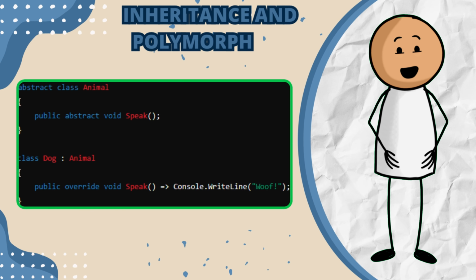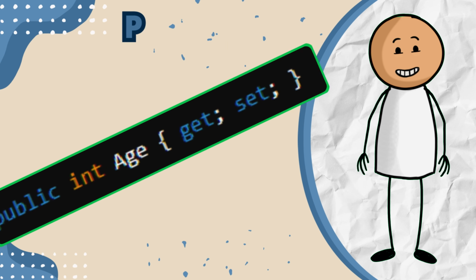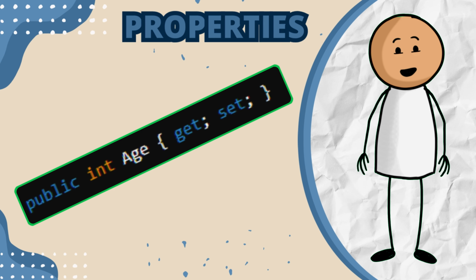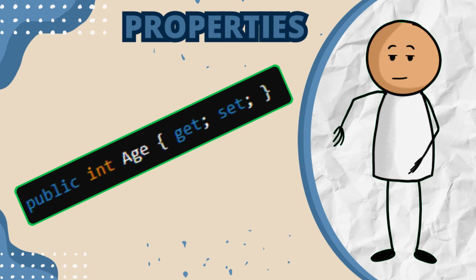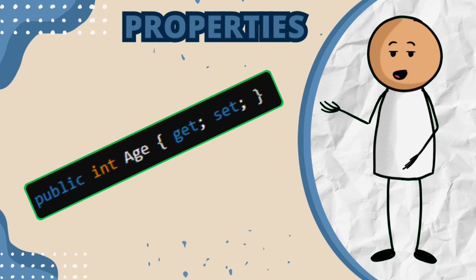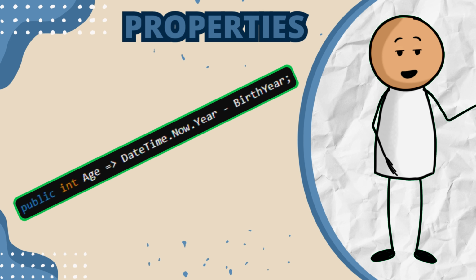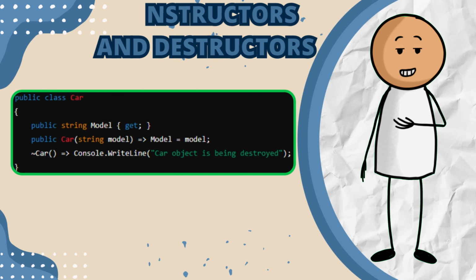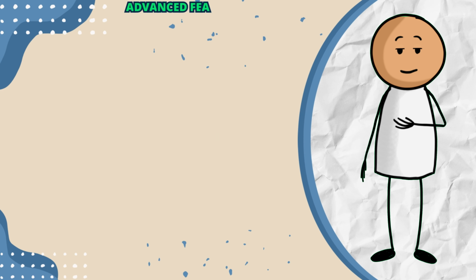Abstract classes and interfaces provide blueprints for other classes to follow. Properties, C# offers shorthand syntax for properties with get and set accessors, simplifying code management. For read-only properties, you can use expression-bodied members. Constructors and destructors, these are special methods for initializing and cleaning up objects. The constructor is called when an object is created, while the destructor is invoked just before an object is destroyed.